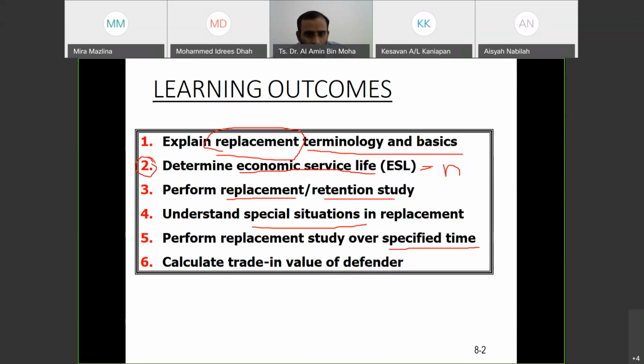Because here we are also going to see studies with a specified time, and some studies do not specify the time, which means that N is infinite, right? So we are going to see that, and then calculate trade-in value for the defender. So basically they interact or have a relationship between each of the points.